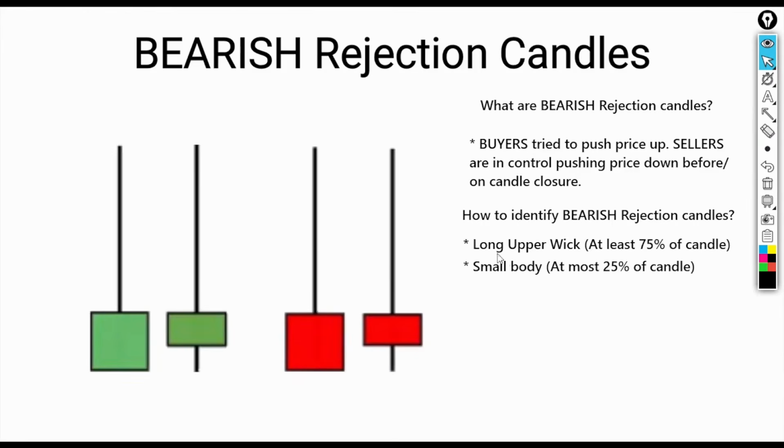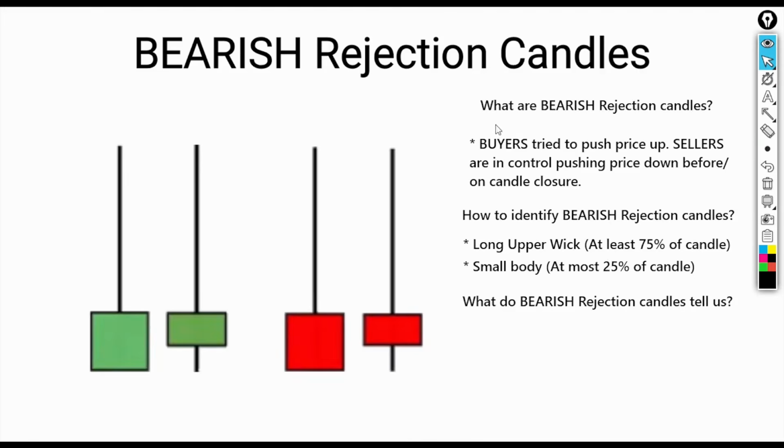And that makes a bearish rejection candle. So let's recap on exactly how to identify a bearish rejection candle. Number one, the candle itself must consist of a long upper wick making up at least 75% of the candle. Number two, the candle must have a small body, making up at most 25% of the candle. So a long upper wick and a small body. And that's pretty much how you identify a bearish rejection candle.